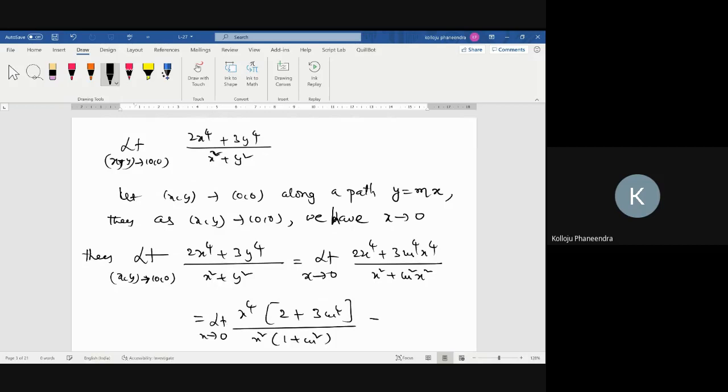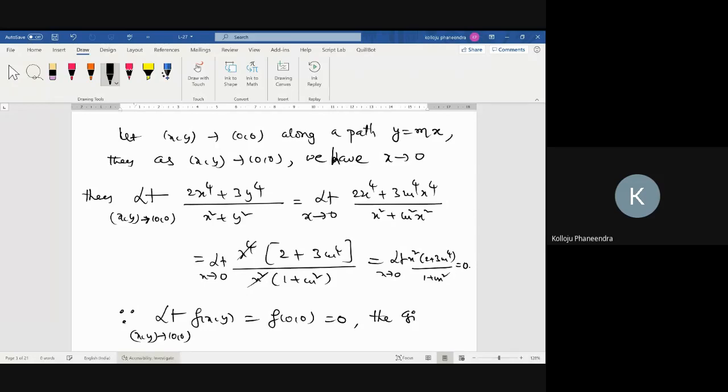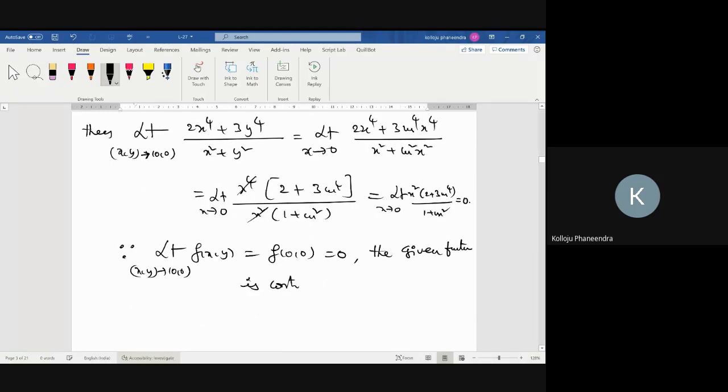So definitely x square gets cancelled and the remaining part x square is there. Therefore the limit as x tends to 0 of x square into (2 plus 3m power 4) by (1 plus m square) is equal to 0. Since the limit as x y tends to 0, 0 of f of x y is equal to f of 0, 0, equal to 0, the given function is continuous at the origin. Okay, this is one model.